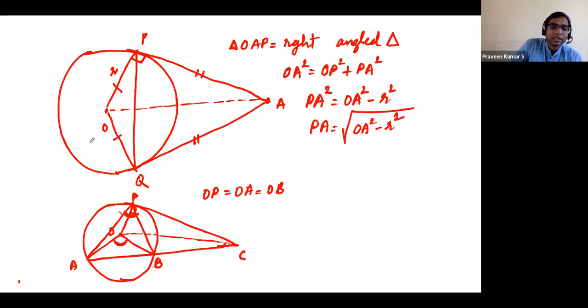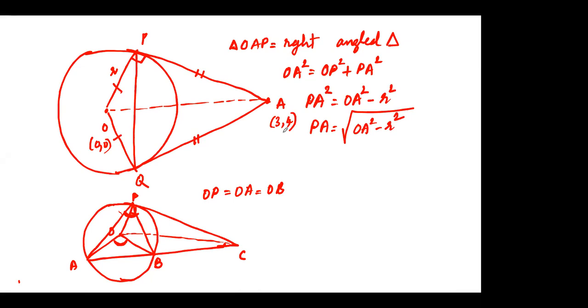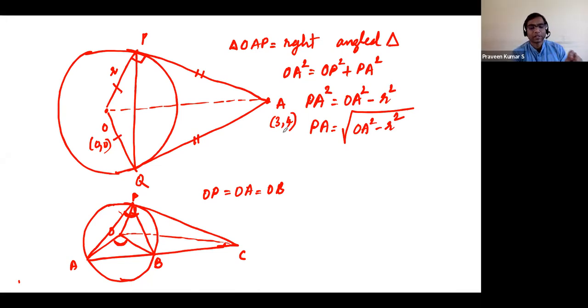Sometimes they might say the circle has a center at the origin and this A is at 3,4. So what will the distance OA be? We will calculate by using distance formula. So you will say square root of x1 minus x2 squared plus y1 minus y2 squared, right? So just using the distance formula, you will be able to calculate OA. So once you know OA, once you are given the radius of the circle also, then you can calculate PA as well.